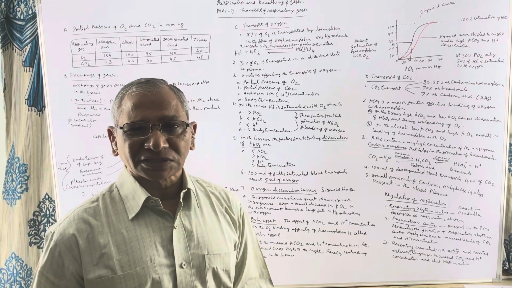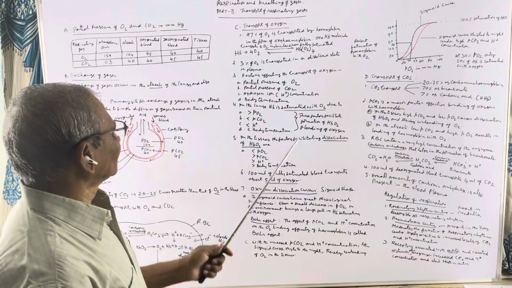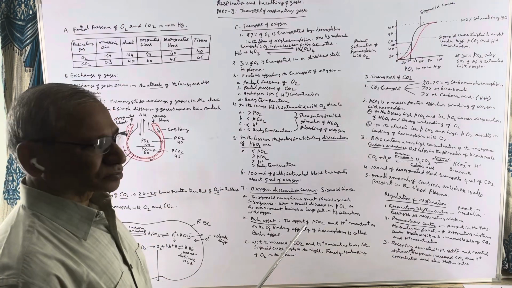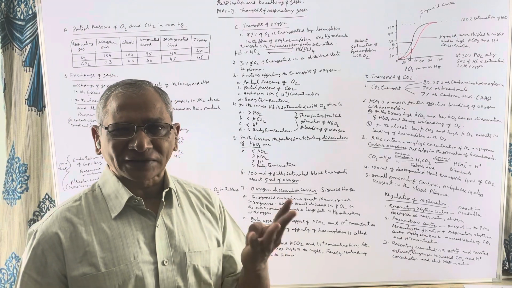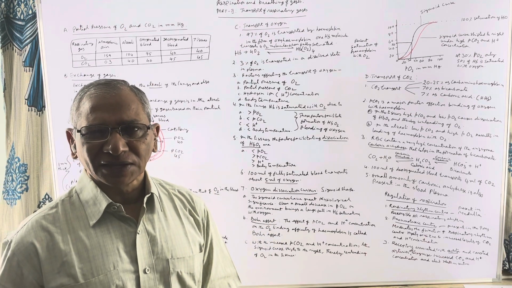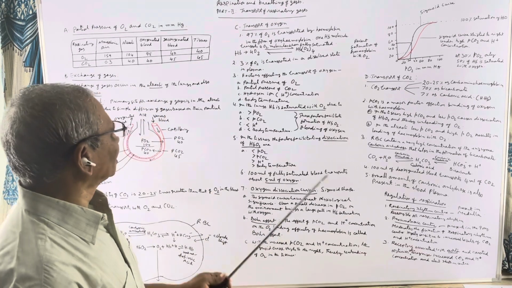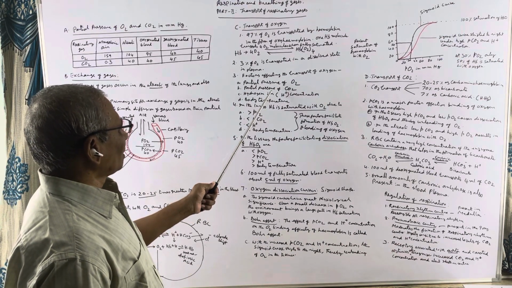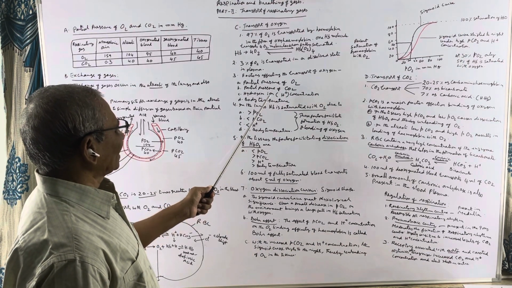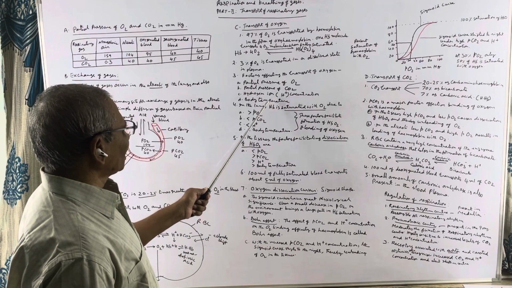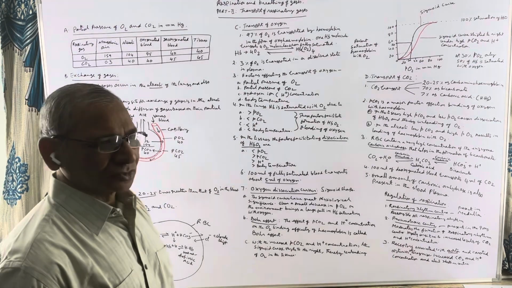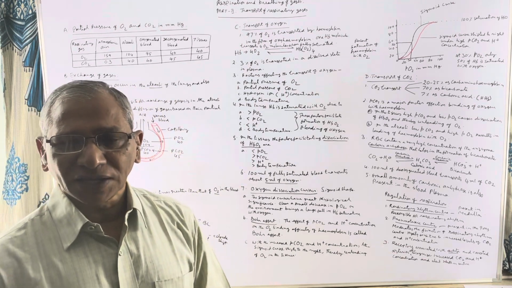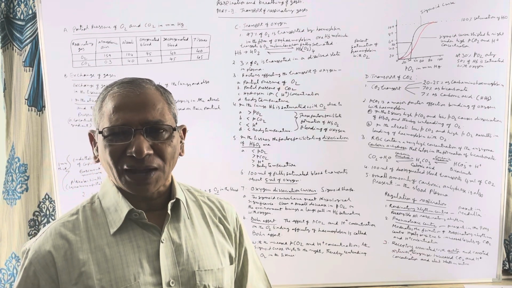Then, what are the factors affecting the transport of oxygen? There are 4 factors that affect the transport of oxygen. These 4 factors are partial pressure of oxygen, partial pressure of carbon dioxide, hydrogen ion concentration, and body temperature. These 4 factors are very, very important in loading and unloading of oxygen from hemoglobin.